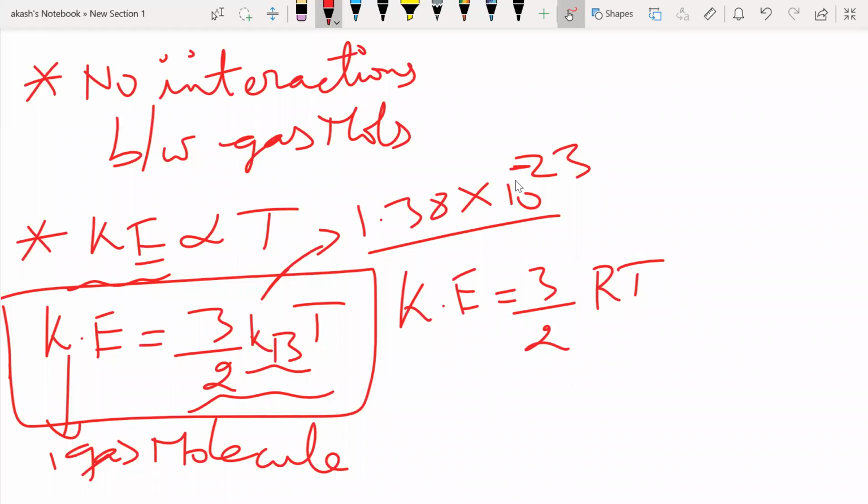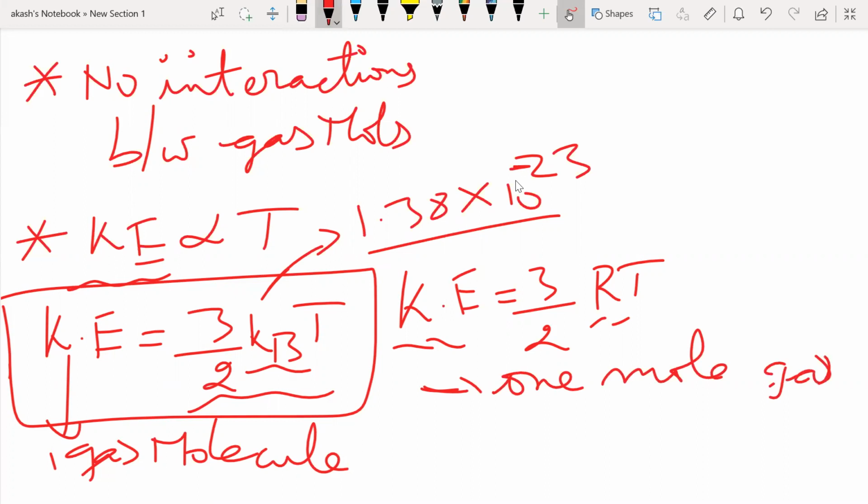So what I was telling, yeah, so kinetic energy can be represented in terms of R also, the universal gas constant, right? Now in this case, the only difference between the last time and this time is that here we talk about 1 mole of a gas. Okay, we're going to talk about 1 mole of the gas, but before we talked about 1 gas molecule. Now this is for 1 gaseous molecule.